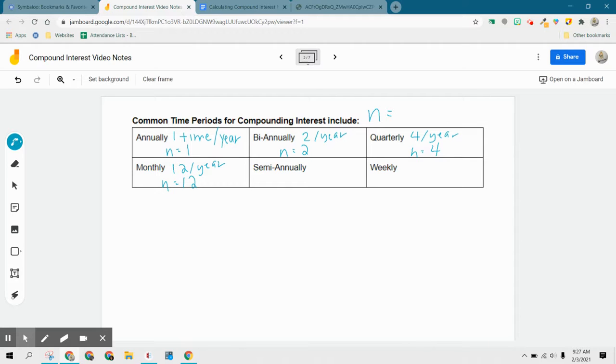Now, semi-annually and biannually actually mean the exact same thing. So semi-annually also means twice per year. And so that will still be an N value of 2. And then finally, if we have an account that compounds weekly, that will be 52 times per year. And so our N value would be 52. I'm not sure how realistic weekly is, but we'll go ahead and write it down anyway.